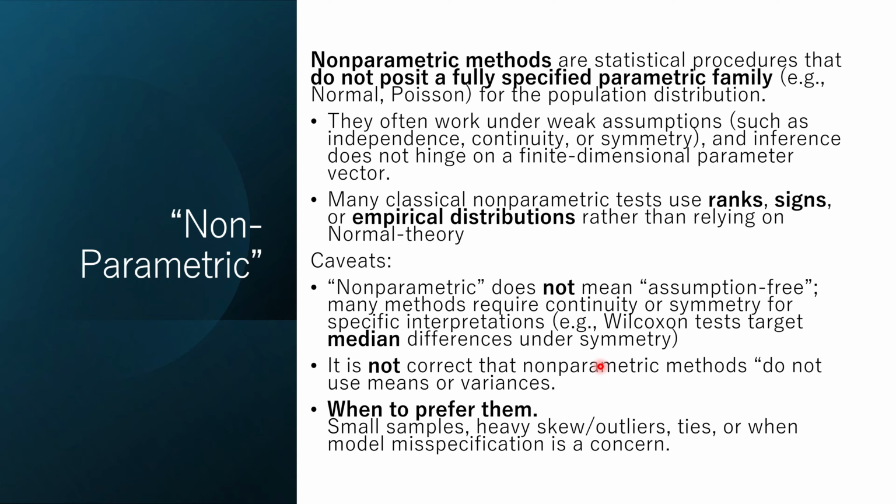For example, if you want to do a hypothesis test to see whether the method is good or not, please check one by one. It is not correct that non-parametric methods do not use means or variance. When to prefer them is here. In a small sample case, or when heavy skew, outliers, or model misspecification is a concern, then non-parametric analysis would generally be better than parametric analysis.